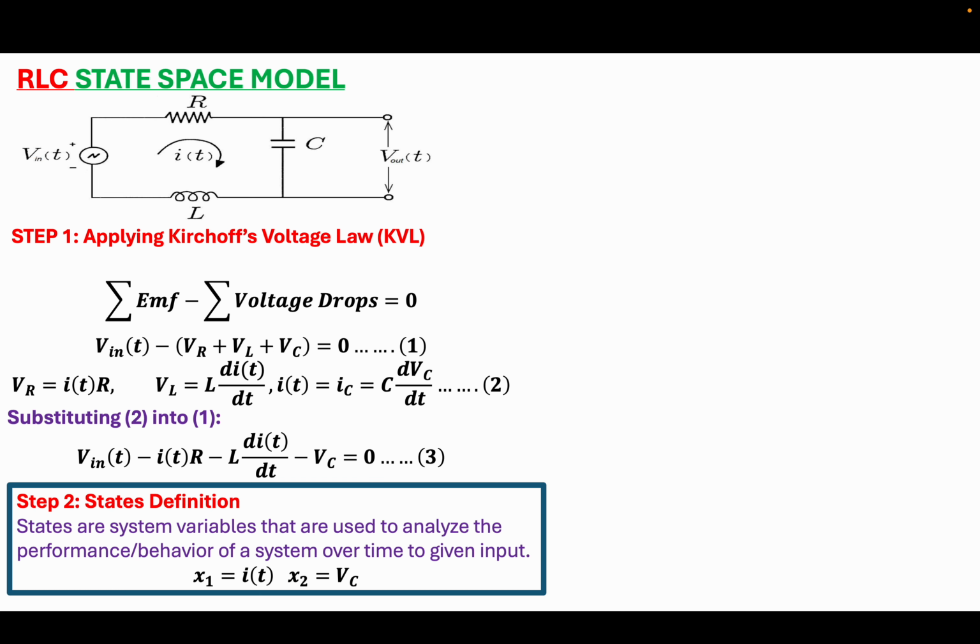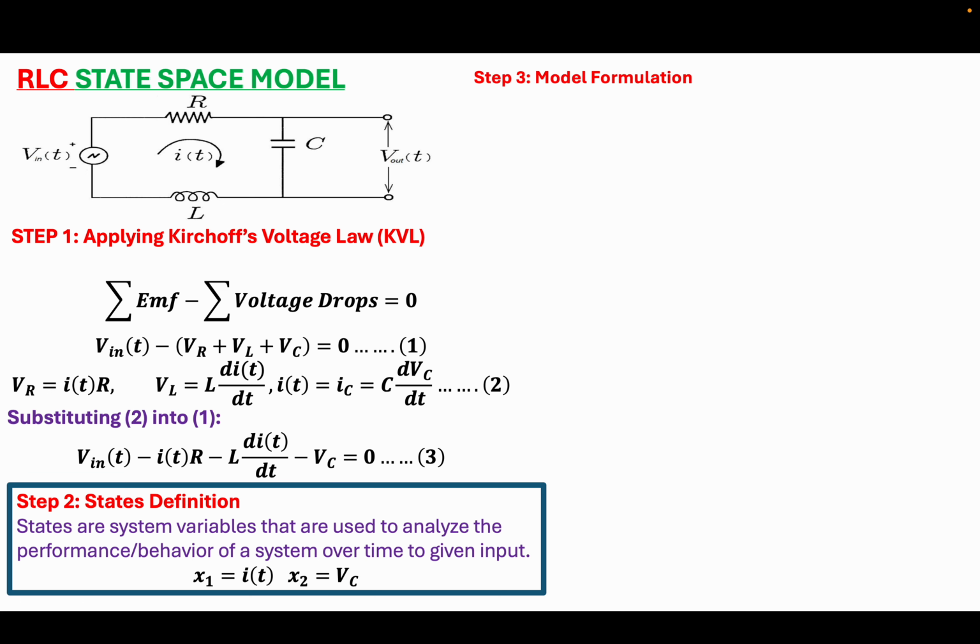And the second step is just the state definition. So states are just system variables that you want to use to analyze the behavior of your system over time given an applied input. So you can have different definitions of states. The states you use decide your state space model. So in this case, my definition of states are S1 is just the current and S2 is the voltage across the capacitor. So these are the states that I want to use to analyze my system behavior over time.